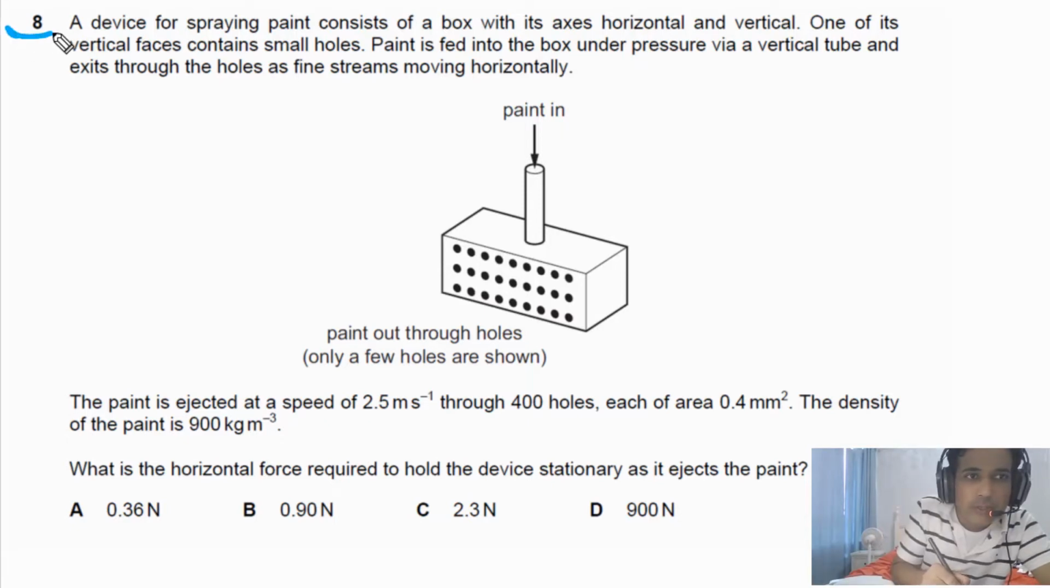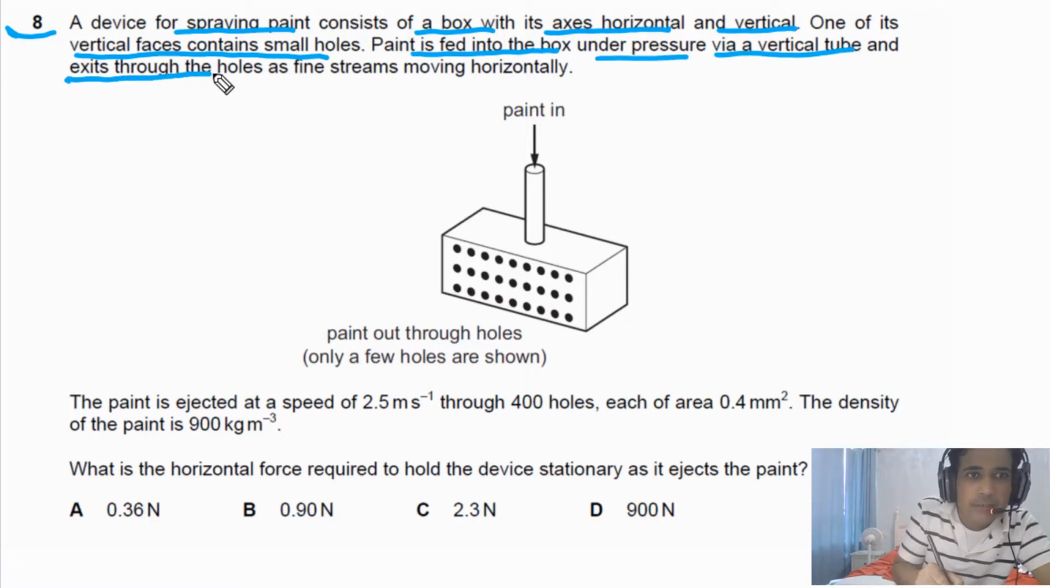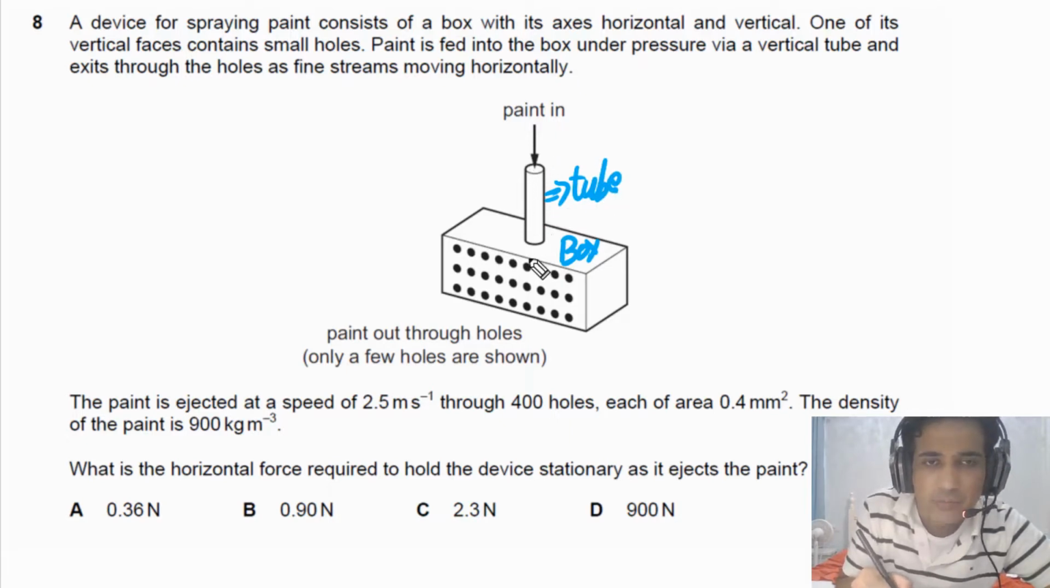For question number 8, it is given to us a device for spraying paint consists of a box with its axis horizontal and vertical. One of its vertical faces contains small holes. Paint is fed into the box under pressure via a vertical tube and exits through the holes as fine streams moving horizontally. So this one is the box and this one is the tube. The paint is fed into the box via this tube and the paint is coming out of the box. So this is the direction of paint.